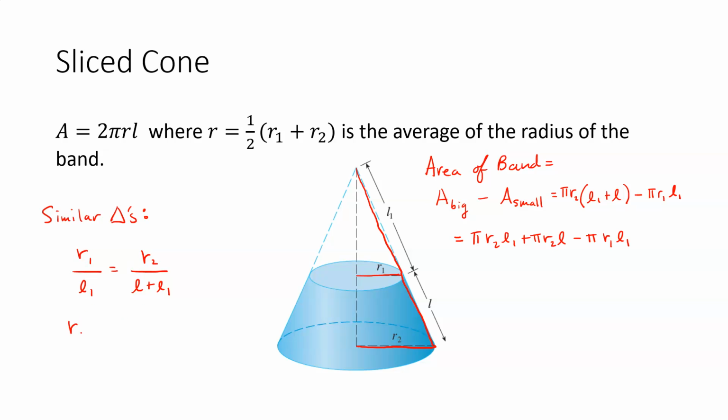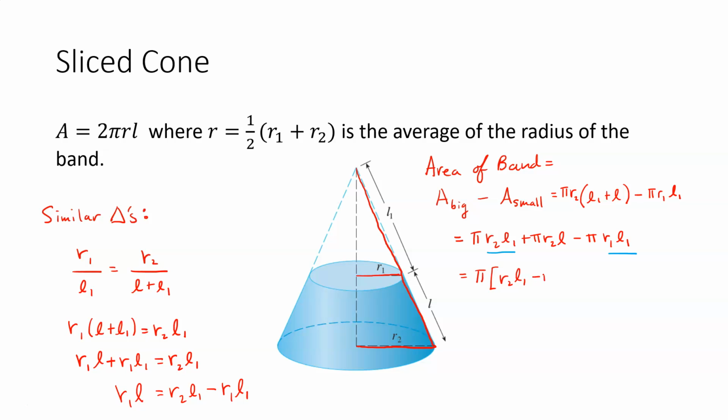If I cross multiply here, I have R1 times L plus L1 equals R2 times L1. Distributing it out, I have R1L plus R1L1 equals R2L1. And what I notice now is if I bring these two terms that have L1 onto one side, I see something similar over here. I have R2L1 minus R1L1. In fact, if I group those together, I notice that I can replace that with just R1L.